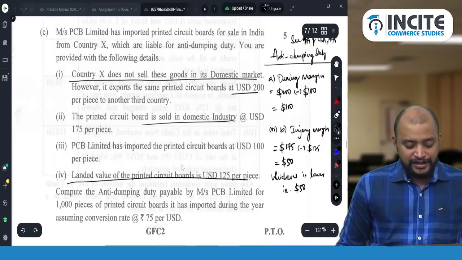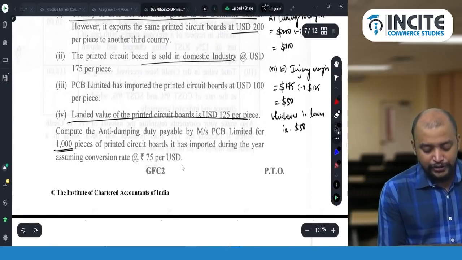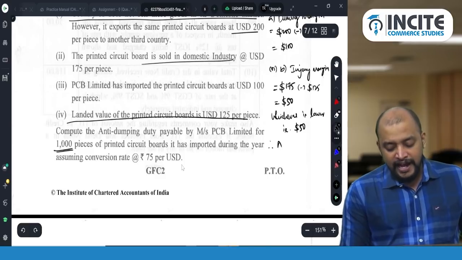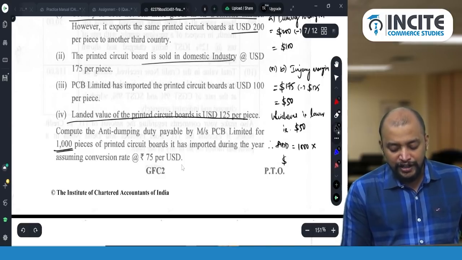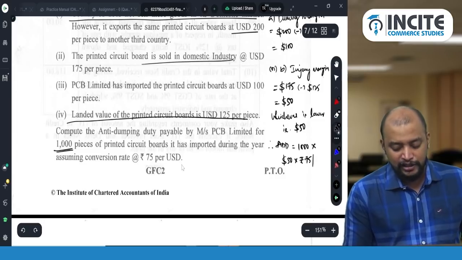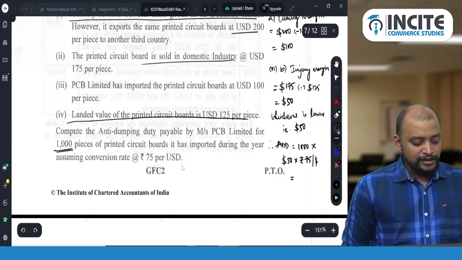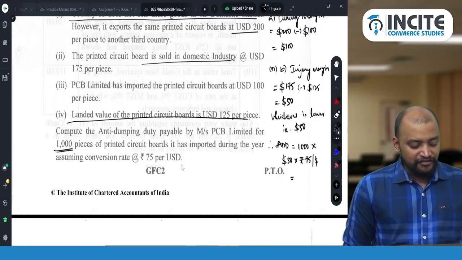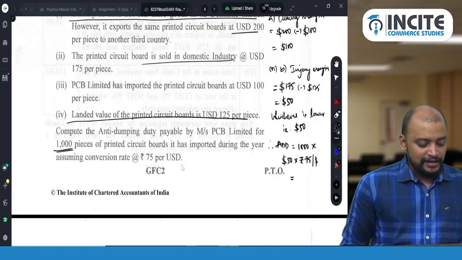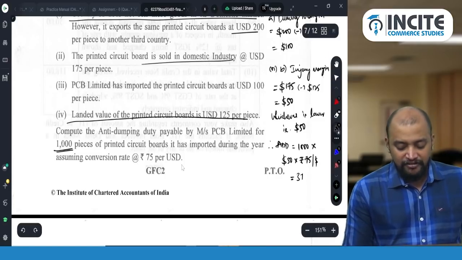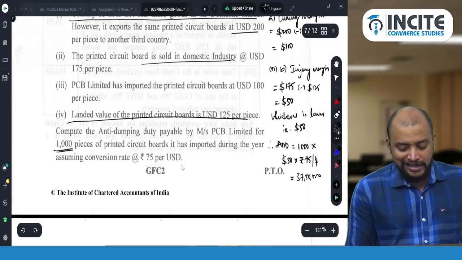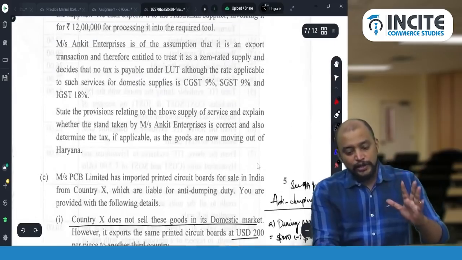And how many printed circuit boards are being imported? 1000 pieces. Therefore, anti-dumping duty equals 1000 pieces into $50 per piece into the exchange rate of 75 rupees per dollar. So 1000 into 50 into 75 is 37,50,000 rupees, which will be taken as the anti-dumping duty. For doing this you will get 5 marks.